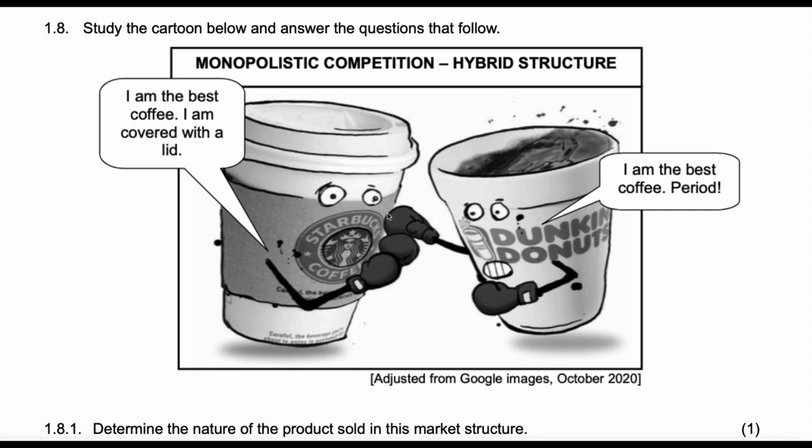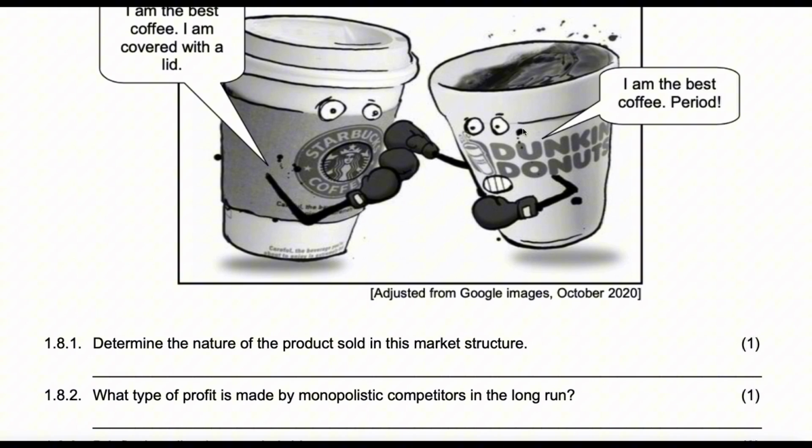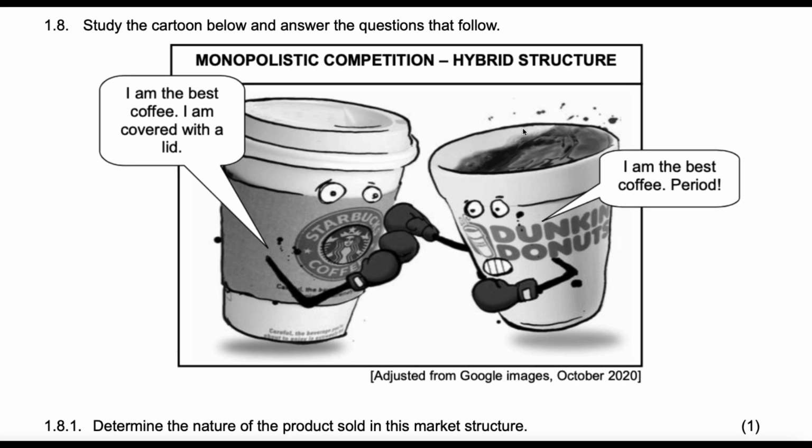Okay, they're fighting. All right, so what message is depicted? Well, competition. Determine the nature of the product sold. Well, we would say differentiated. And then what type, or heterogeneous. What type of profit is made by monopolistic competitors in the long run? Well, since there are no barriers to entry, no more profit.